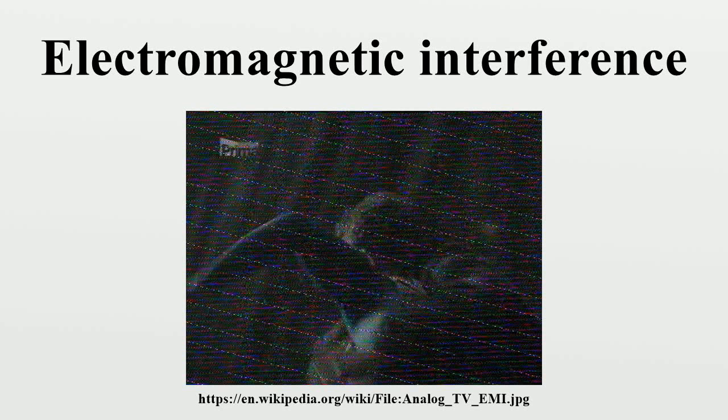Electromagnetic interference, also called radio frequency interference when in the radio frequency spectrum, is a disturbance generated by an external source that affects an electrical circuit by electromagnetic induction, electrostatic coupling, or conduction. The disturbance may degrade the performance of the circuit or even stop it from functioning.